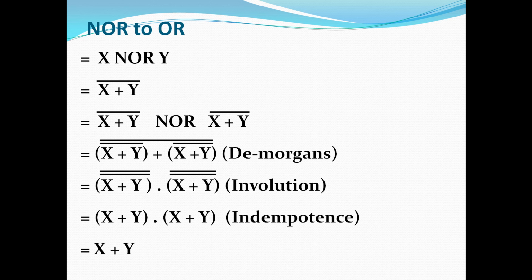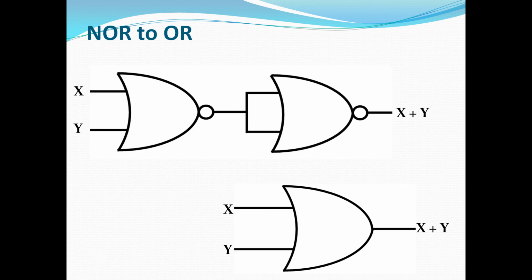We got the final output as x plus y, that is equal to the OR gate. Here is a figure. You can see two figures here. The first figure implements the OR gate using two NOR gates. Second is the NOR gate. In both figures, two inputs are taken. X and y are the inputs in the first figure. In the second figure also, x and y are the inputs. Output is x plus y in the first figure and in the second figure also x plus y.